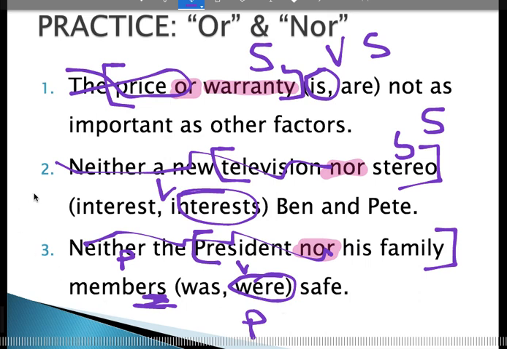So when you have the conjunction and, you're looking at whether or not it is plural. When you have or or nor, you're looking at ignoring the subject that is not closest to the verb.